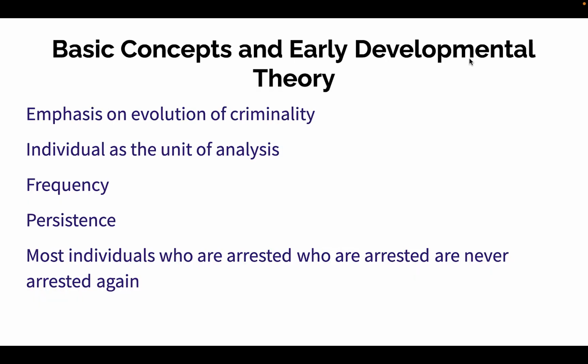Okay, so starting off, some of the basic concepts in early developmental theory. Developmental theories are distinguished by their emphasis on the evolution of an individual's criminality over time. Because they're looking at the individual, the individual itself becomes the unit of analysis. So the models focus on aspects related to an individual, such as what was the onset of their criminality, what is the frequency or the intensity or the persistence or duration of their criminality. What is the desistance, right? As in, do they stop committing crimes? And what factors are related to that? And other aspects of an individual's criminal career.